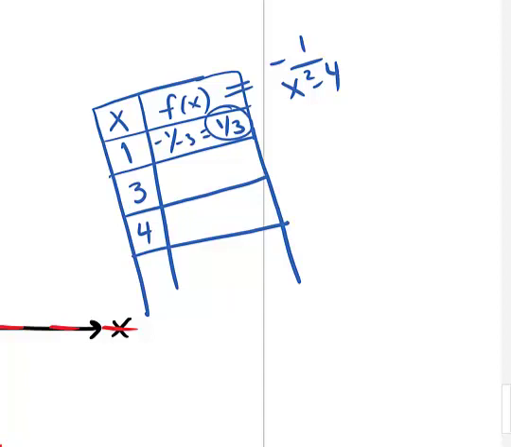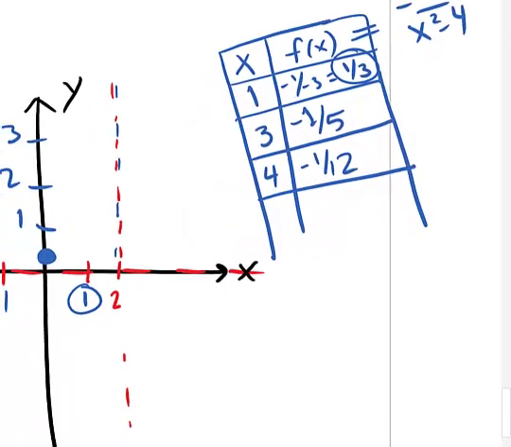Alright, that's interesting. What if I put a 3 in the denominator? 3 squared is 9. 9 minus 4 is 5, so it's -1/5. What if I put a 4 in there? 4 squared is 16. 16 minus 4 is 12, so I get a negative 1/12.